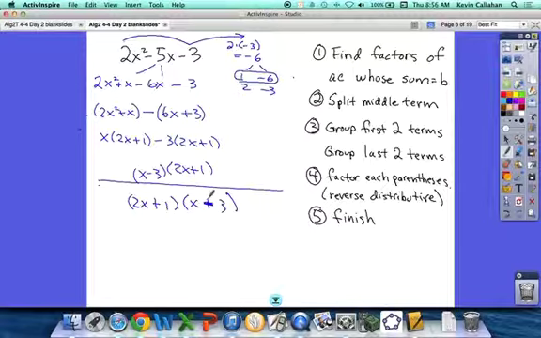So you might be able to guess and check your way through a lot of these problems, because you do see a lot of times that the numbers they use really don't have that many factors. There's just not that many possibilities anyways.